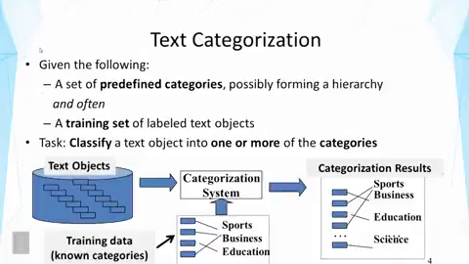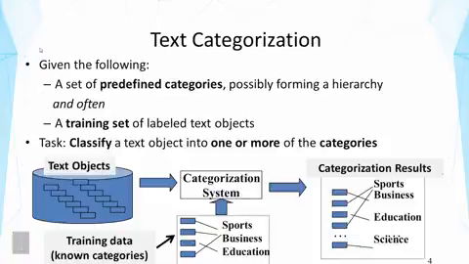So the problem of text categorization is defined as follows. We're given a set of predefined categories, possibly forming a hierarchy also, and often also a set of training examples or a training set of labeled text objects, which means the text objects have already been labeled with known categories. And then the task is to classify any text object into one or more of these predefined categories.